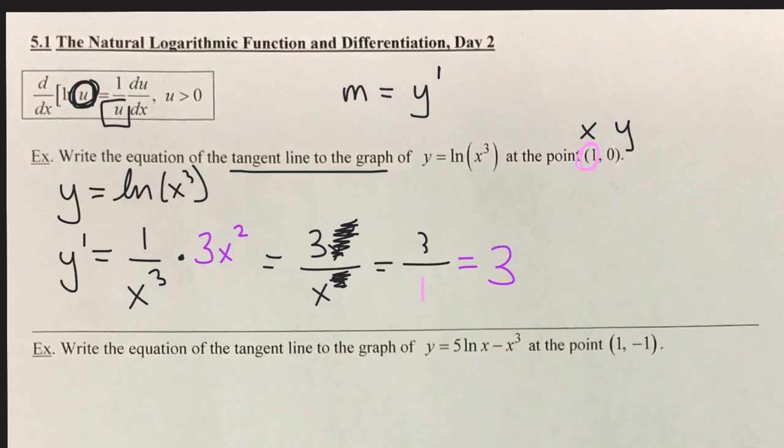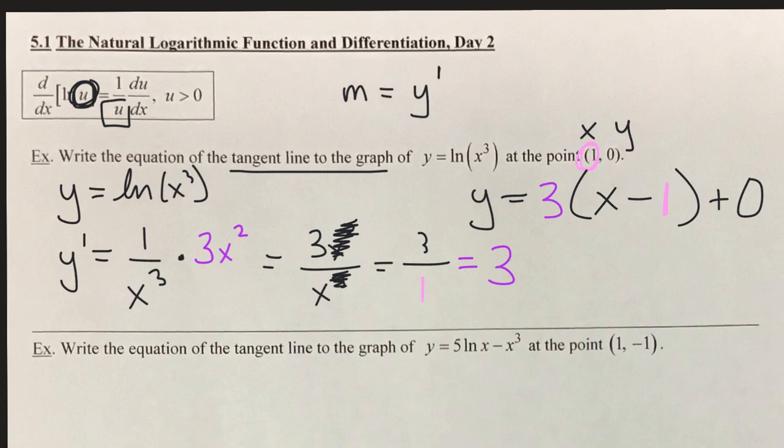So to write our equation, y equals the slope, which is 3, times x minus the x value, which is 1, plus the y value, which is 0. So in other words, we don't have to have that plus 0. The y equals 3 times x minus 1 is sufficient.